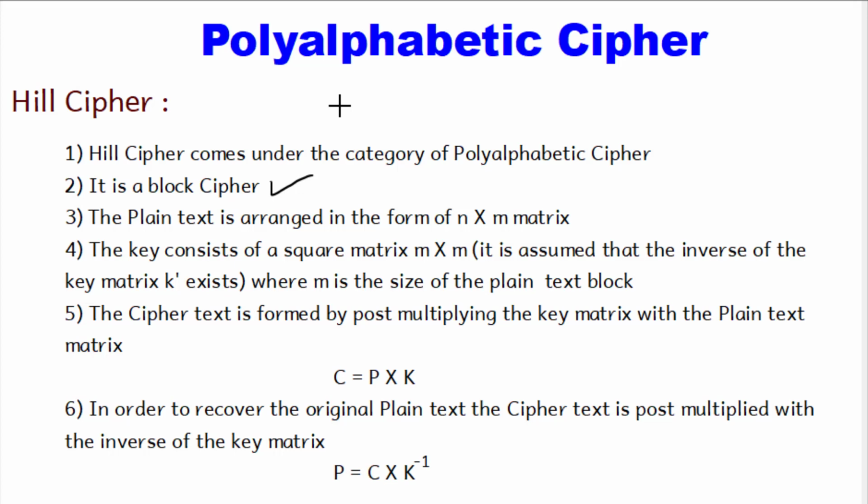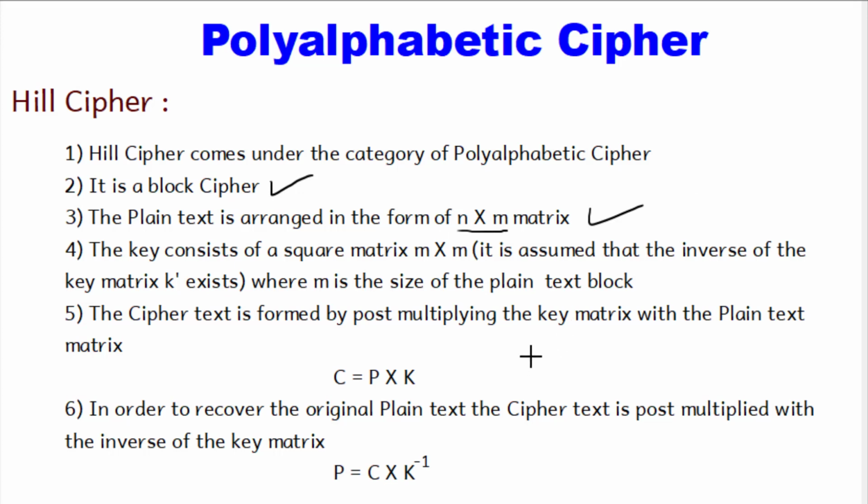A stream cipher encrypts either 1 bit or 8 bits at a time, that is 1 byte. But a block cipher takes more than 8 bits together. It can take a 64-bit block also. So this is a block cipher. Now how do we do encryption using the Hill cipher? As we can see, the third point says that the plain text is arranged in the form of a matrix, which may be an n cross m matrix.